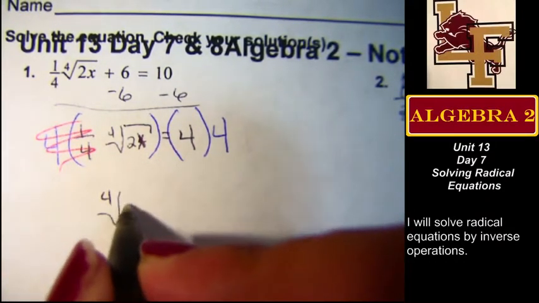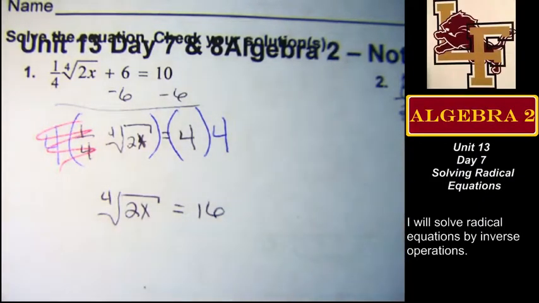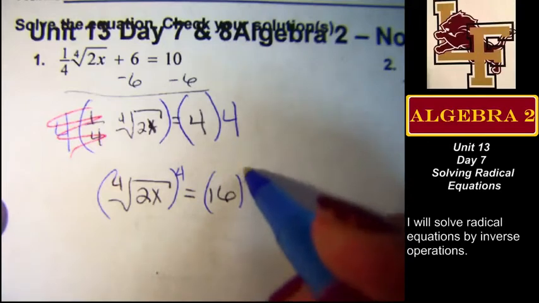So now I have the fourth root of 2x equals 16. How do I undo a fourth root? Okay, let's go back a step. How do you undo a square root? Square power. How do you undo a cube root? Cube power. So how do you undo a fourth root? Fourth power. It's okay.